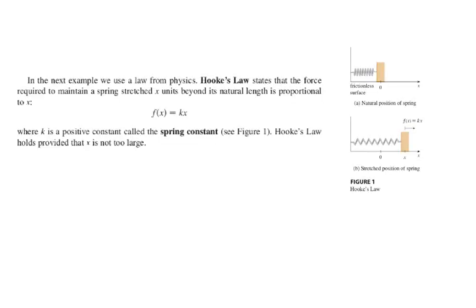In the next example, we're going to use a law from physics. So Hooke's law is the law used here, and you can see your book says that it states the force required to maintain a spring stretched x units beyond its natural length is proportional to x. So if you look carefully here, you see your direct proportionality, y equals kx, that you learned in pre-calc. So k is a positive constant called the spring constant, and you can see it figured here. And then Hooke's law holds provided that x is not too large. So you're starting from your natural positioning of the spring, and then you're stretching it out farther. So a spring naturally sits all coiled up, and then you pull it out.